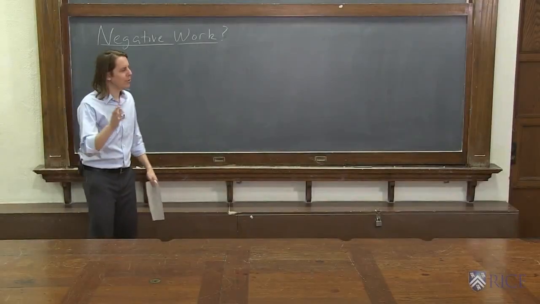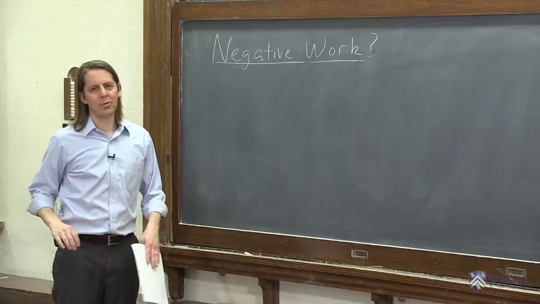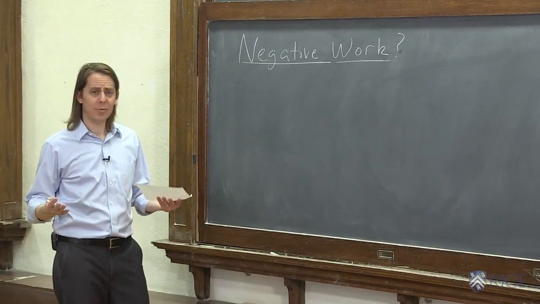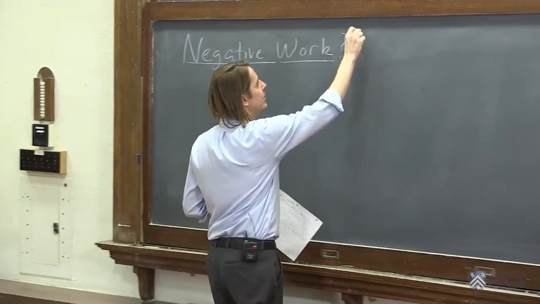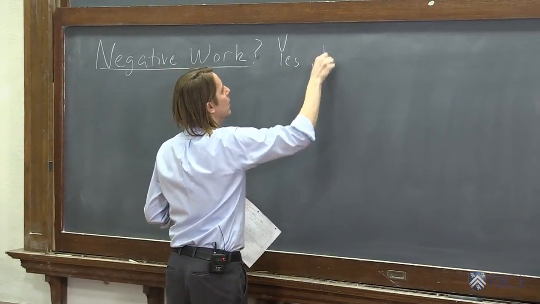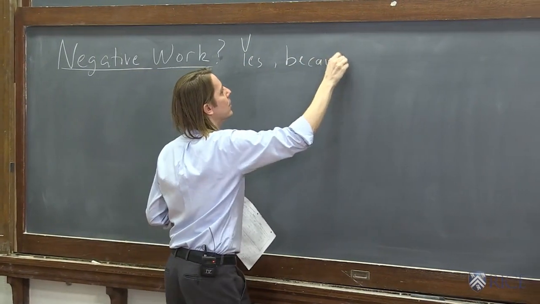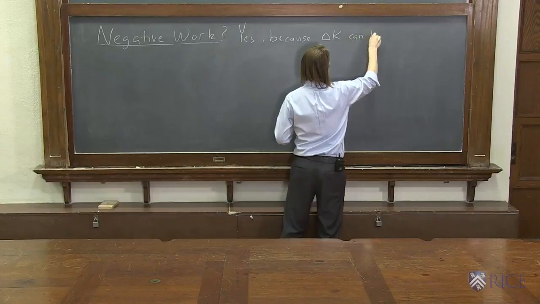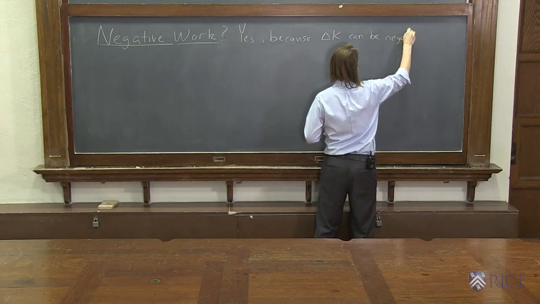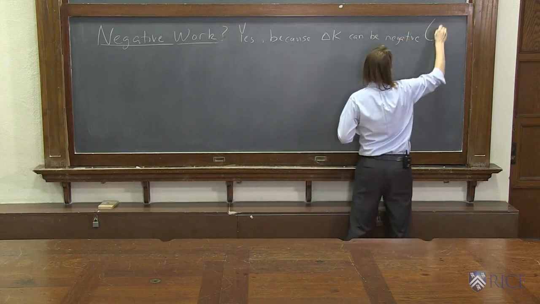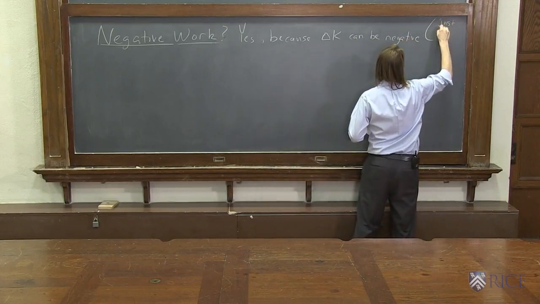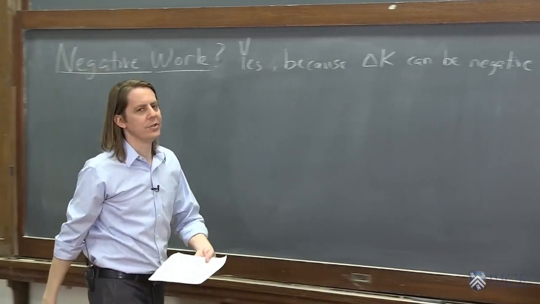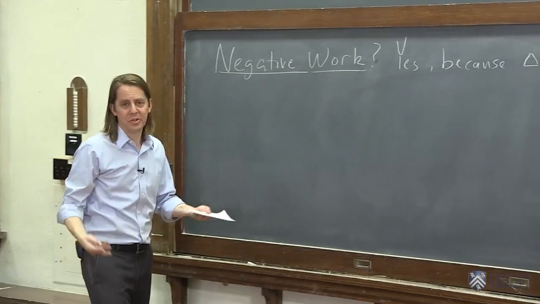As I said, one hard part of keeping up with these energy work theorems is the negative signs. So let's ask the question, can you have negative work? Yes, you can, because delta K, the change in kinetic energy, can be negative, just not K. The kinetic energy is always positive or zero, but of course you can have a change in kinetic energy.